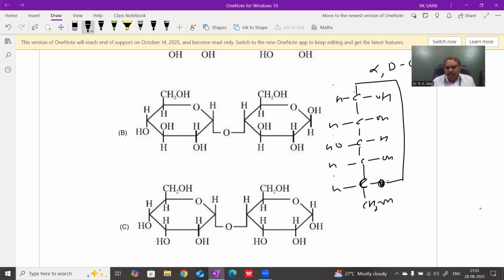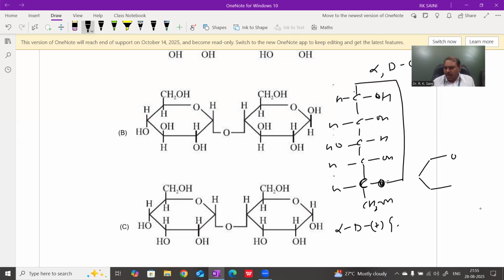And when the OH group is present on the left-hand side of the newly generated chiral center, then it is known as beta. Therefore, the anomeric carbon is of two types, namely alpha and beta. And hence this structure is known as alpha D plus glucose.